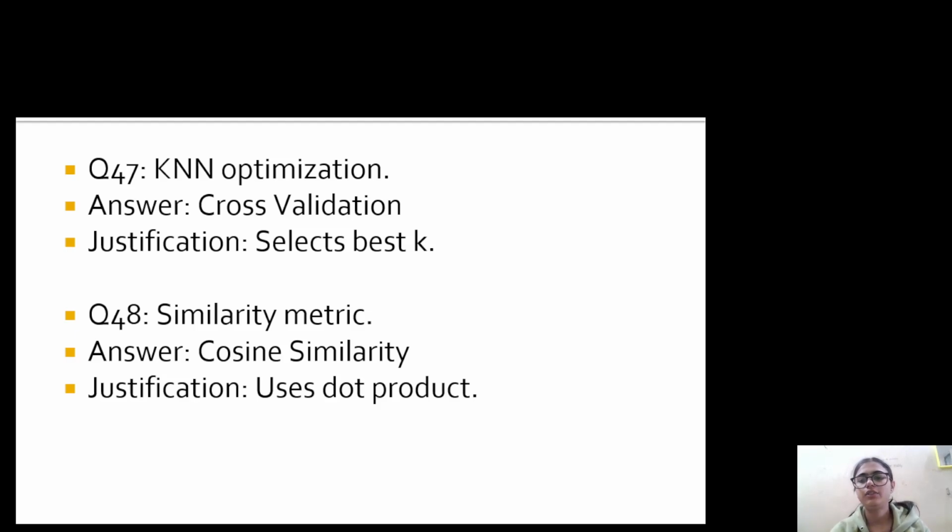Next is distance metrics. Using the dot product for similarity between two vectors is known as cosine similarity. Cosine similarity measures the angle between two vectors. One means exactly similar, 0 means unrelated, and it is widely used in text analysis, recommendation engines, and NLP.